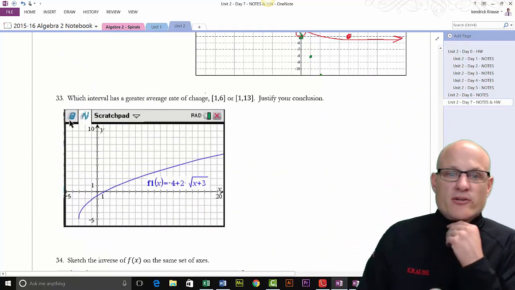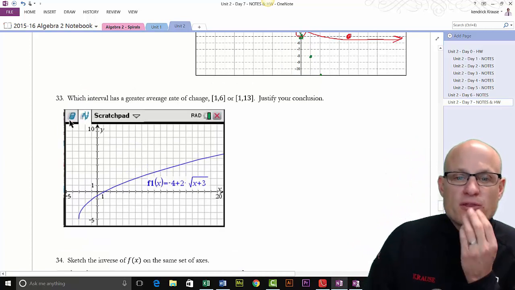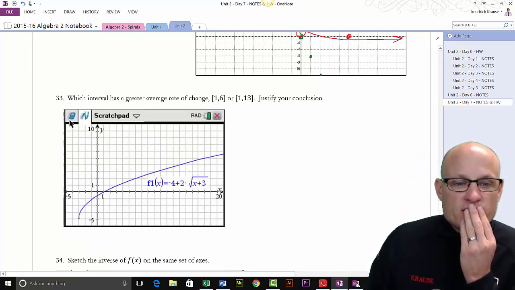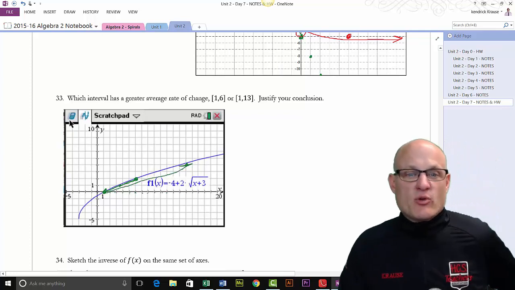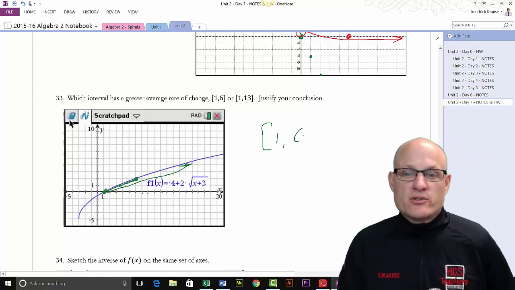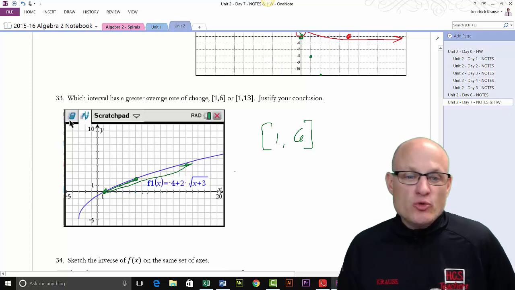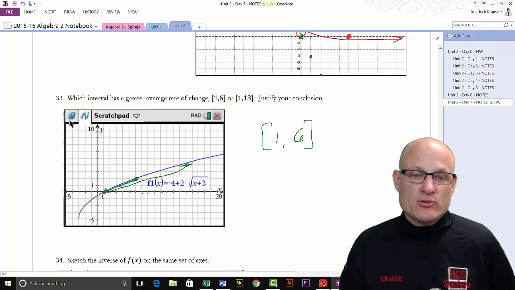Which interval has a greater range? Average rate of change, 1 to 6 or 1 to 13? Well, 1 to 6, from 1 to 2, 3, 4, 5, 6. That's about this steep. 1 to 13, 1, 2, 3, 4, 5, 6, 7, 8, 9, 10, 13. That's about that steep. So which one has a greater average rate of change? From 1 to 6. Now you really should show using the table or using your graph.